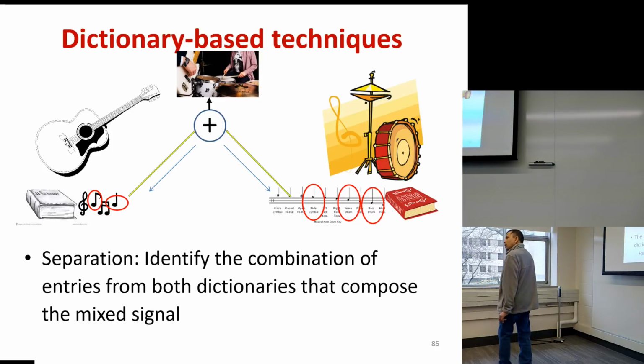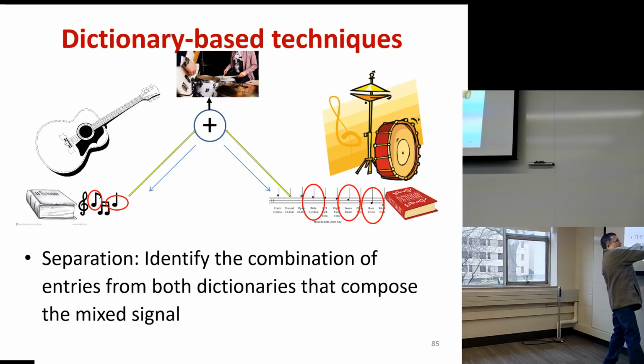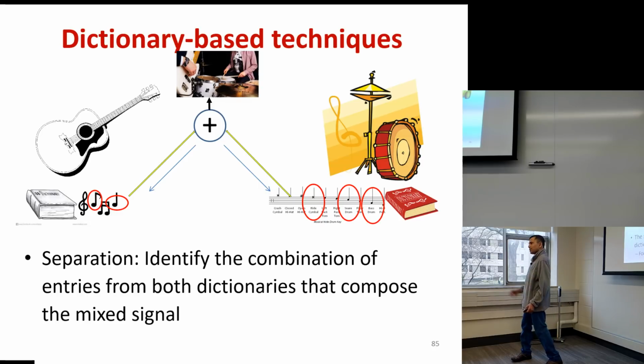I can fix the output and say, learn the inputs to these two decoders, the first of which can only produce guitar sounds, the second of which can only produce drum sounds, such that when their outputs are added together, I'm going to get the mixed sound, right? And once I've done that, the output of the first decoder is going to give me the sounds from the first source, and the output from the second decoder is going to give me the sounds from the second source, right?